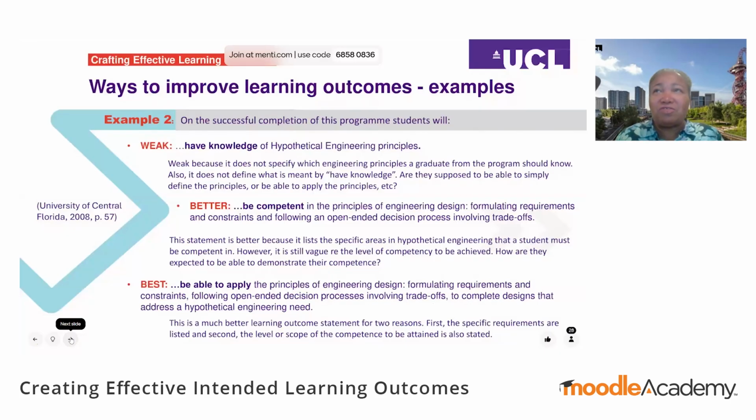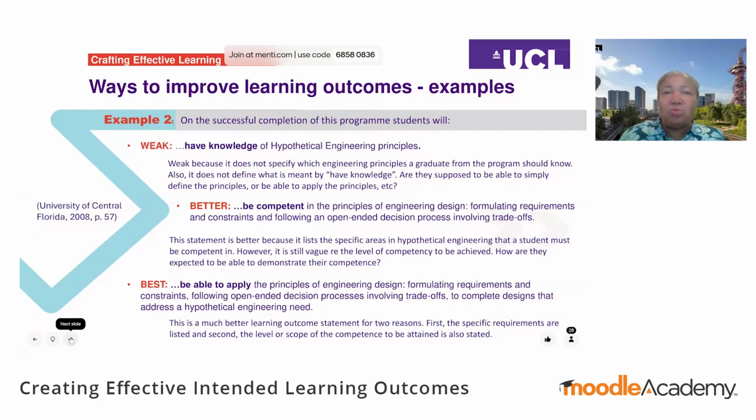On the successful completion of this course, students will be competent in the principles of engineering design, formulating requirements and constraints and following an open-ended decision process involving trade-offs. Well, that certainly sounds a lot more specific, and it is better for this reason. However, it's still vague in some respects in that it doesn't really hone in on the level of competency that a student should achieve. How are they going to be able to demonstrate their competence?